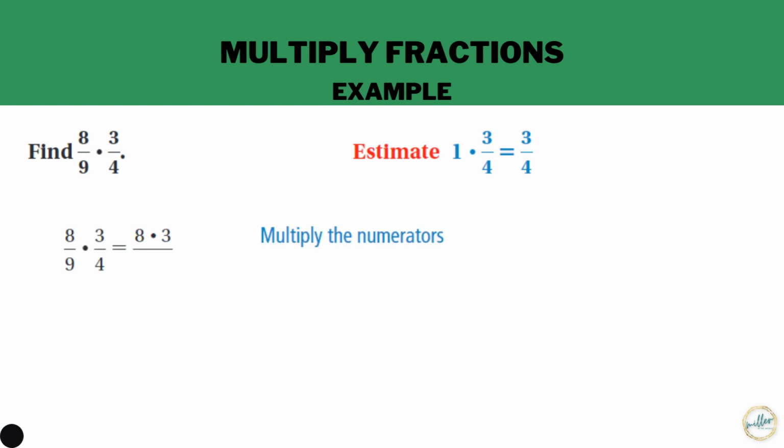To multiply 8/9 times 3/4, we start by multiplying the numerators, the top numbers, and multiplying the denominators, the bottom numbers. That gives us 24 over 36. But then we can simplify this. Dividing both the top and the bottom number by 12, we get 2/3. So the product of 8/9 times 3/4 is 2/3.